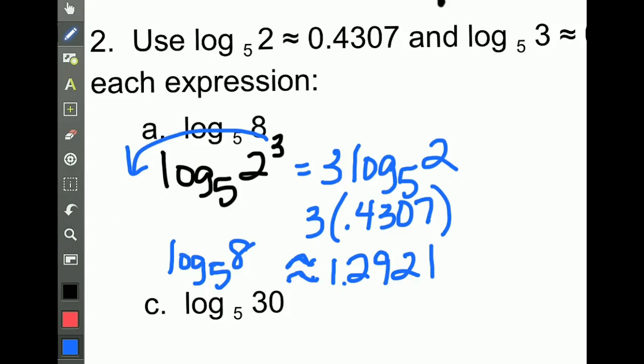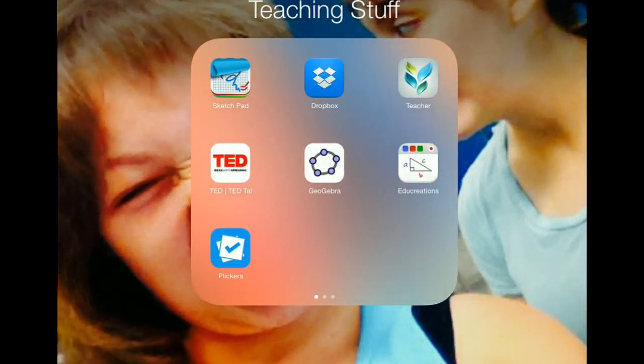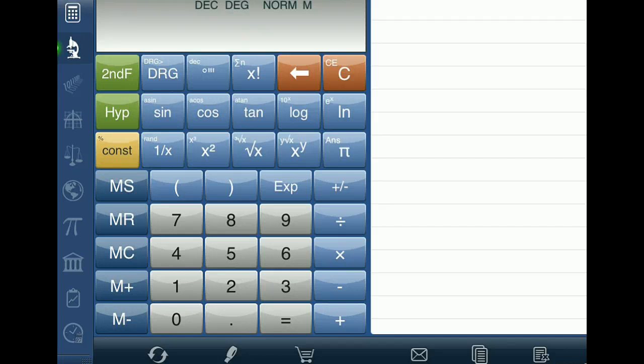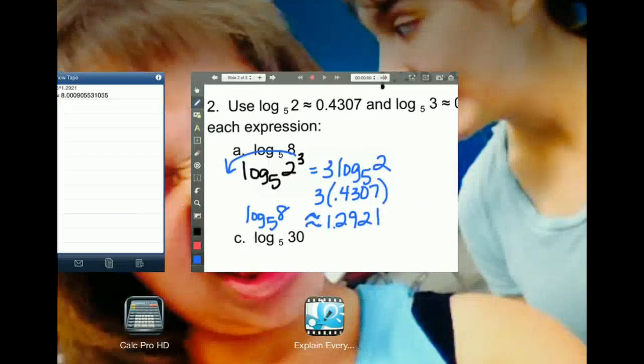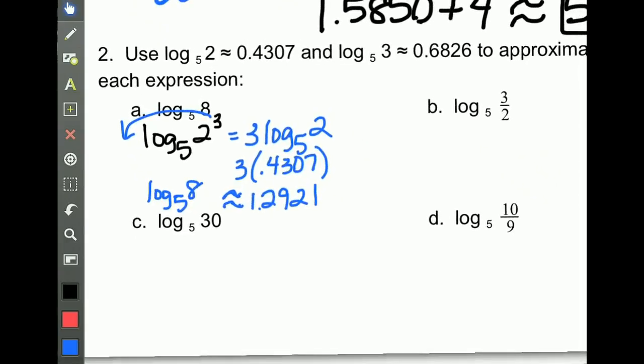So 5 to the 1.2921 power. In fact, I'll do it on the calculator here so you can see. 5 to the 1.2921 power gives you 8.0009. It's pretty close to 8. We can call that 8. All right, go ahead and try B, C, and D on your own, and then come back and check your answers. Hit pause, figure them out, come back and check.